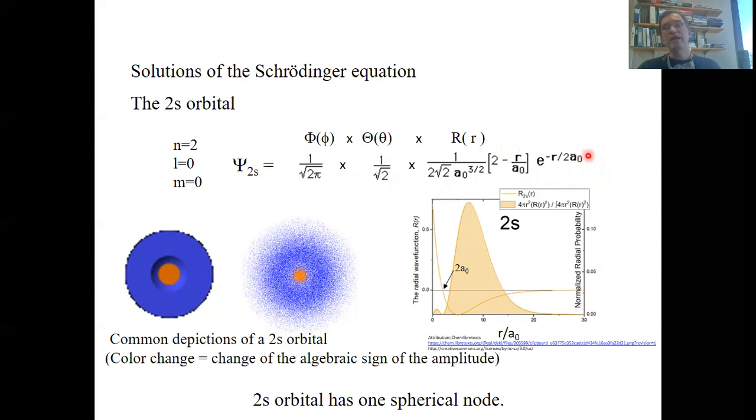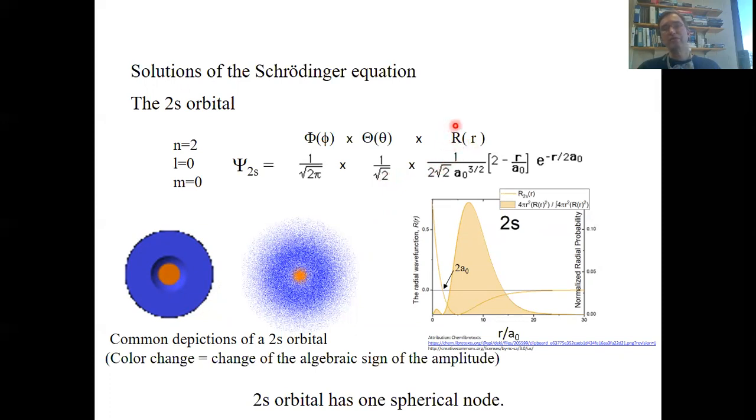So again, let us analyze this wave function. Again, it's a product of the angular part of the wave function with the radial part of the wave function. You see again that the angular part of the wave function is just a simple number. It's again just 1 over the square root of 2 pi times 1 over the square root of 2. That means nothing else but that the orbital is angle independent, and for that reason the orbital must be spherical.